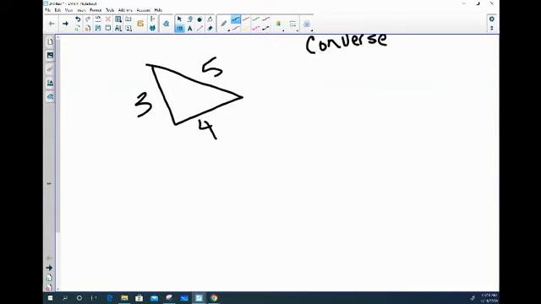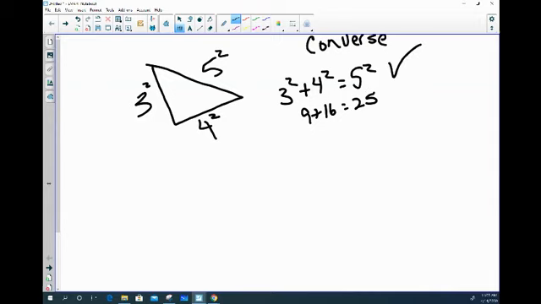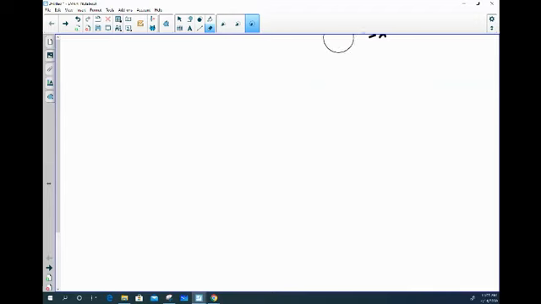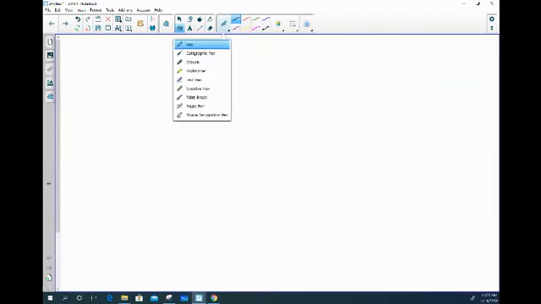Well, simply stated, it is still using the Pythagorean theorem. 3 squared plus 4 squared has to equal 5 squared. So the leg squared plus the leg squared has to equal the hypotenuse squared. Well, 3 squared is 9, 4 squared is 16, 5 squared is 25. Check. This is a right triangle. So let's look at a couple of other ones that are similar to this and determine, using the Pythagorean theorem, whether or not they are right triangles.